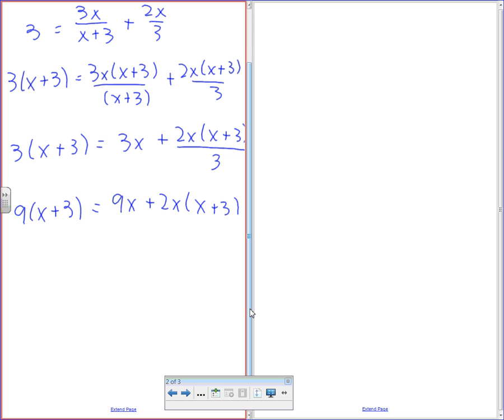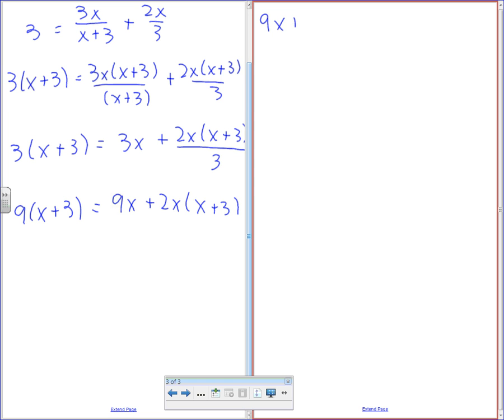Okay. All right, so what do we do now? We do nothing. Matt, what do we do? Yeah, make it equal 0. So I'm going to distribute it all through and make it equal 0. So that should turn into 9x plus 27 equals 9x plus 2x squared plus 6x. Move everything to the right. You don't have to.